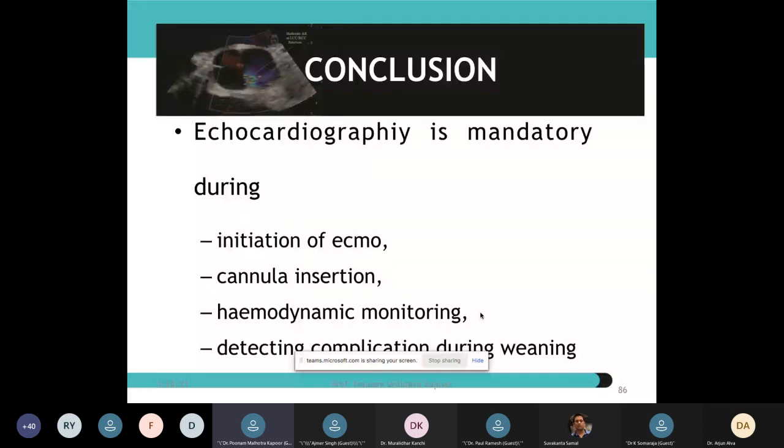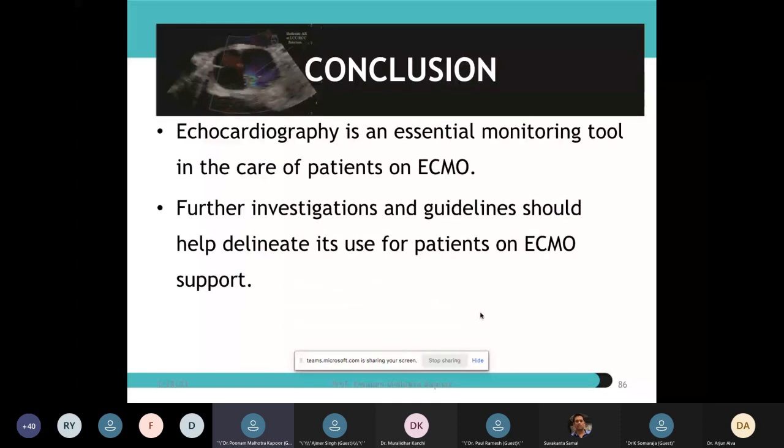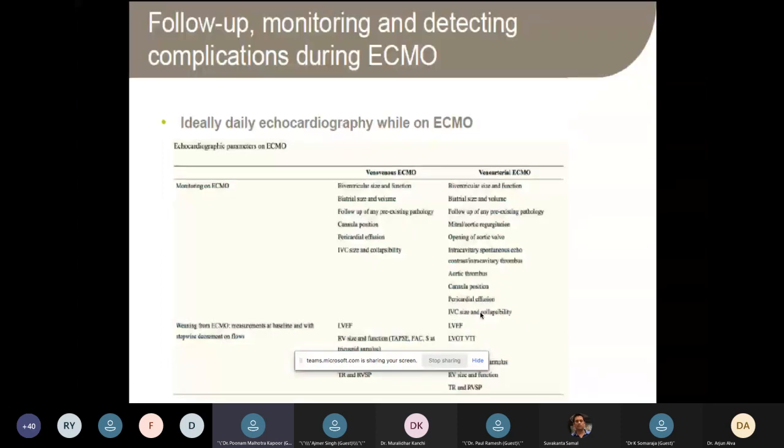So those are things that are very important for us intensivists. A patient's life is needed. If you can buy an ECMO machine, which is expensive, why not do an echo, even though it is tedious? Investigations and guidelines are needed, and that is what would happen.